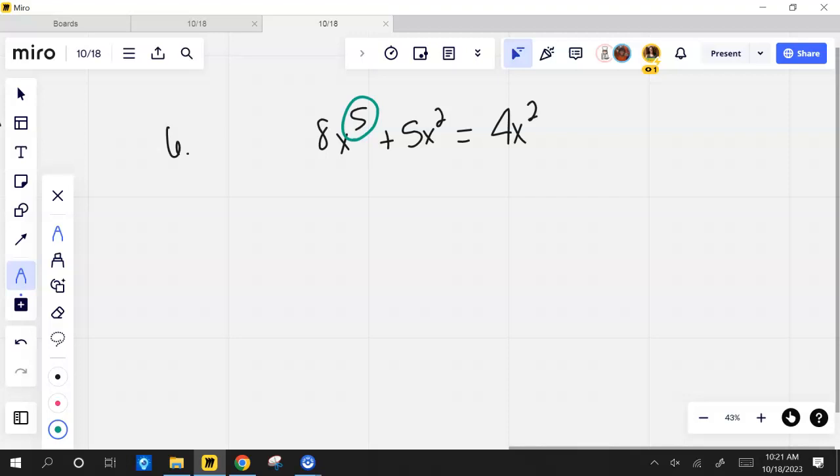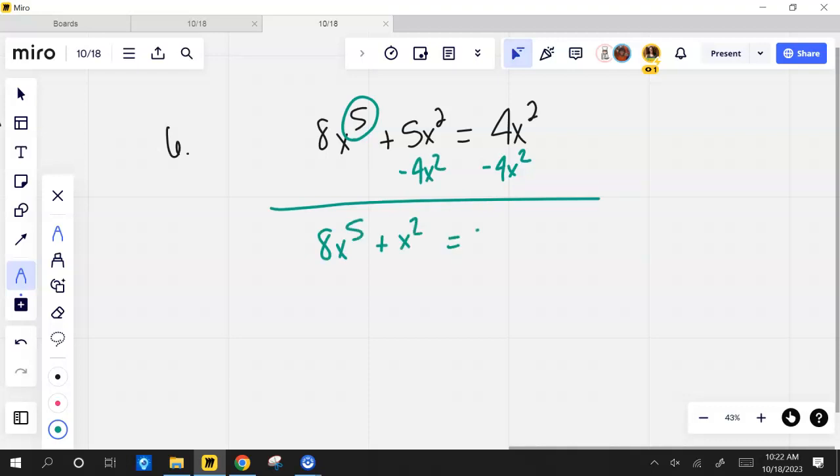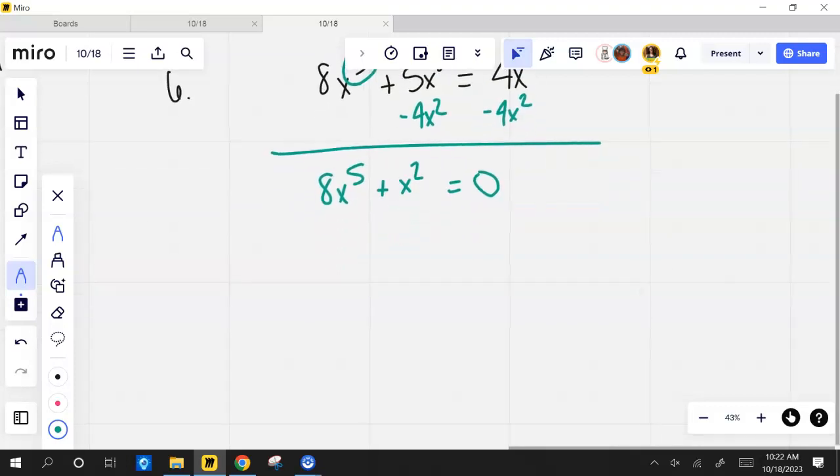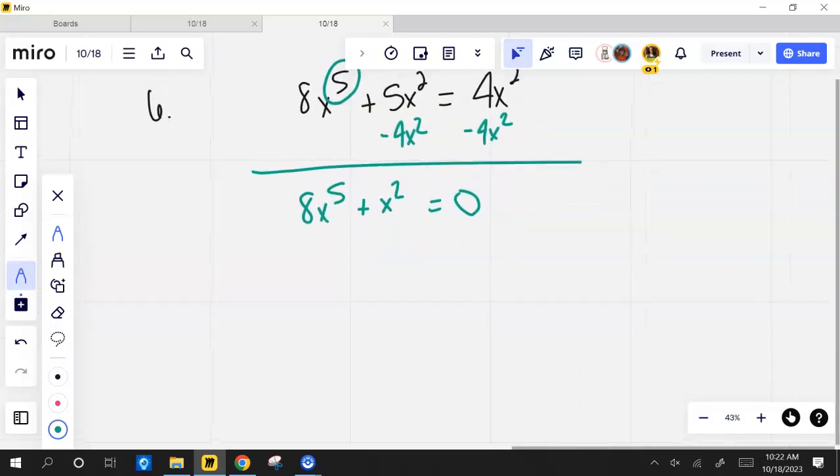So my first step with any equation is to make it equal what? 0. So what should I move where? Move that 4x squared to the other side. That's exactly right. All right, so I have 8x to the 5th plus x squared equals 0. Everybody good there? And now I need to start factoring. The first step in factoring is to always do what? Take out a GCF. Is there a GCF here? X squared. What's left if I take that out?